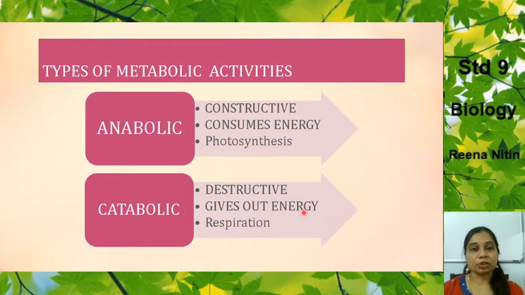Well, what is respiration? Just like photosynthesis, respiration is also one of the metabolic activities that take place in the plant body. Now, what are these metabolic activities? They are of two types: the anabolic activities and the catabolic activities. Anabolic activities are constructive processes. All anabolic activities are constructive, and they consume energy. You can take the simple example of photosynthesis in plants. It is an anabolic process because it consumes light energy and makes up the glucose molecule. So it is a constructive process.